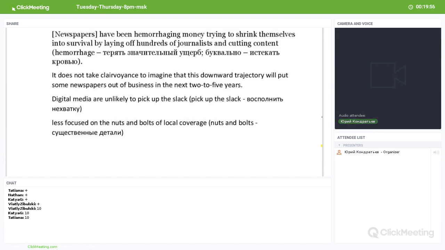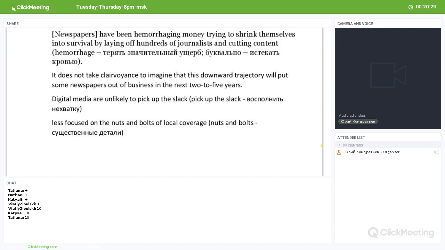Then, well, probably another idea is it does not take clairvoyance. So you don't have to be a clairvoyant. You don't have to be able to see the future to imagine that this downward trajectory will put some newspapers out of business in the next 2 to 5 years, or you can say 5 to 10 years. One more, digital media are unlikely to pick up the slack. So pick up the slack is another idiomatic expression that you can use here if you wish in the essay.